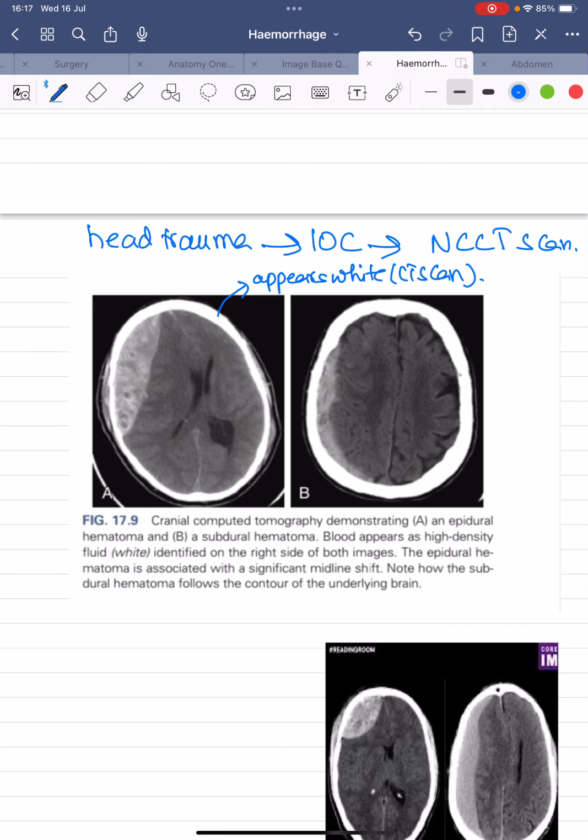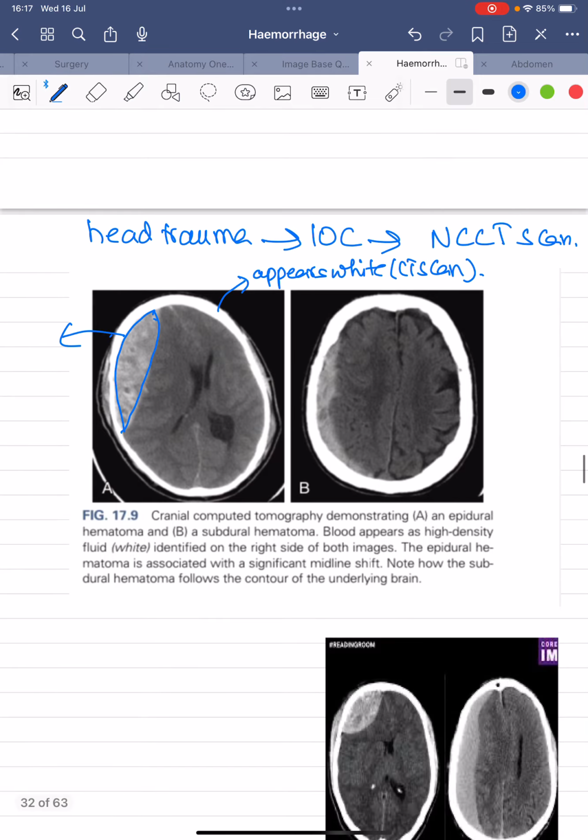Now see here. This is your lens shape density. This lens shape density, or you can say biconvex or lenticular lesion, is seen in a patient with what? Epidural hematoma. This is your epidural hematoma.